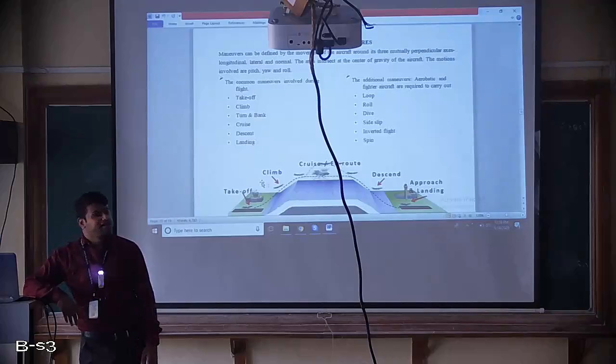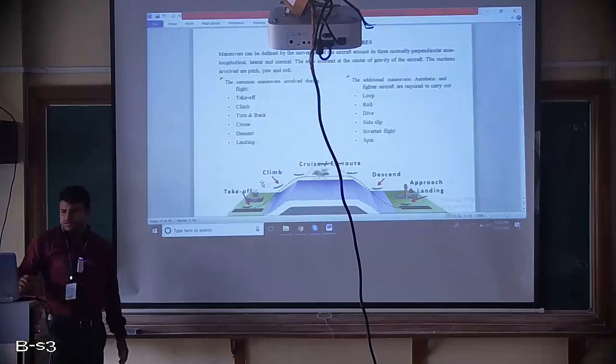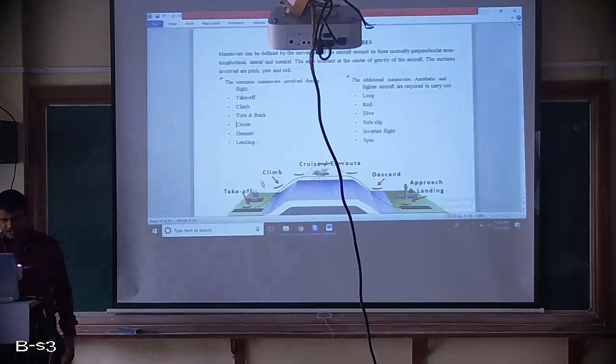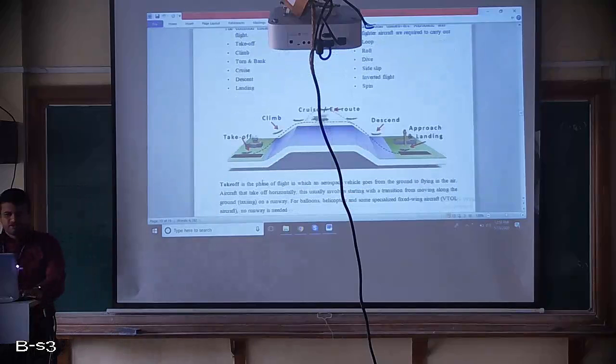And finally, landing is one more maneuver of the aircraft. So that we have seen. They are the common maneuvers for both military as well as civil aircraft. So that we can see here they have given that picture. Takeoff is going to happen here, it's climbing here, the cruising is there, and again descent is happening, and it is finally approaching the land.